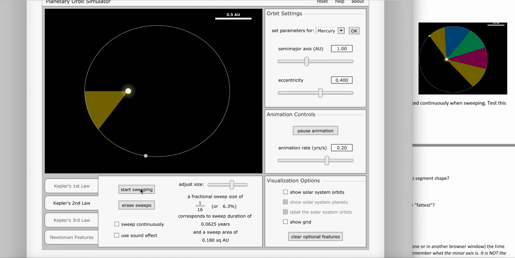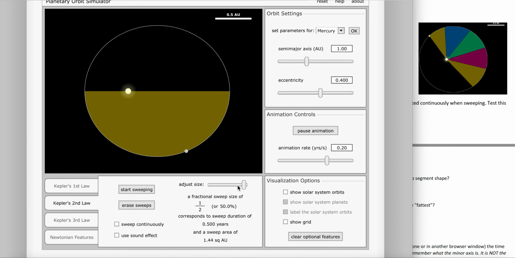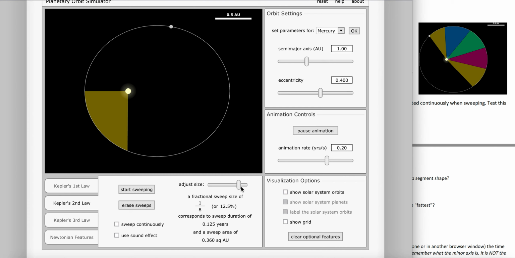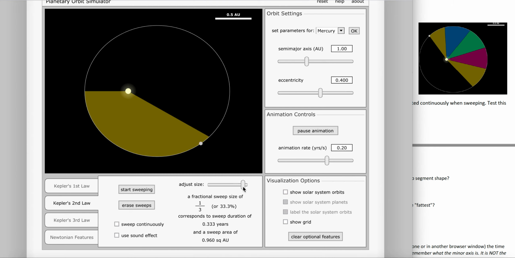Well, we can say start sweeping, and we can see that it sweeps out a fixed amount. That amount was fixed at 1/16 of the overall size, the area enclosed by the orbit. If I adjust it to 1/2, it looks like 1/2. They're all going to be even numbers, a fifth, all integer fractions like this. And it will tell you how long it takes to sweep that amount out, in this case, 0.167 years. We're simulating Mercury here, which is a good choice because Mercury is one of the most elliptical of the major orbits, although we can come up with hypothetical more elliptical orbits.